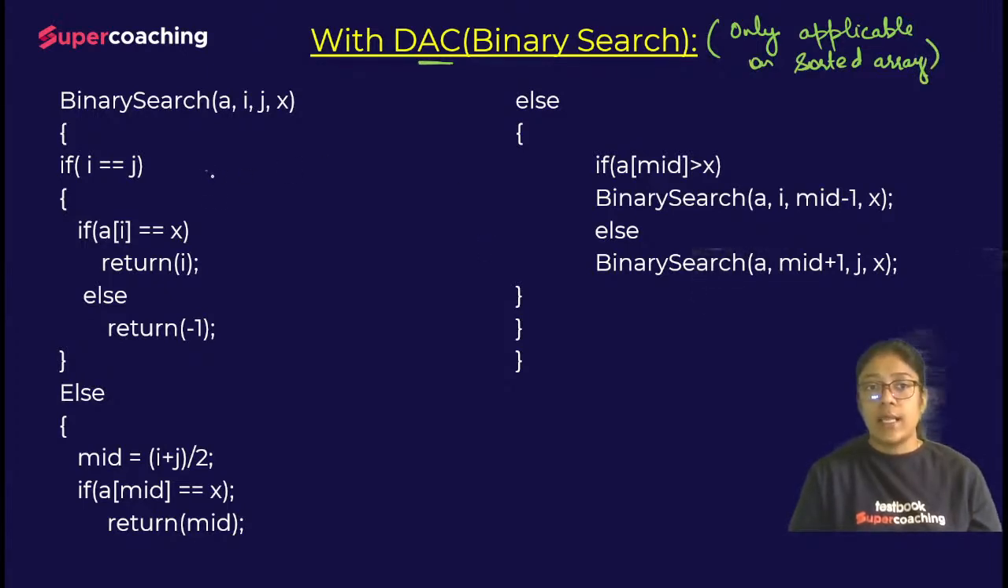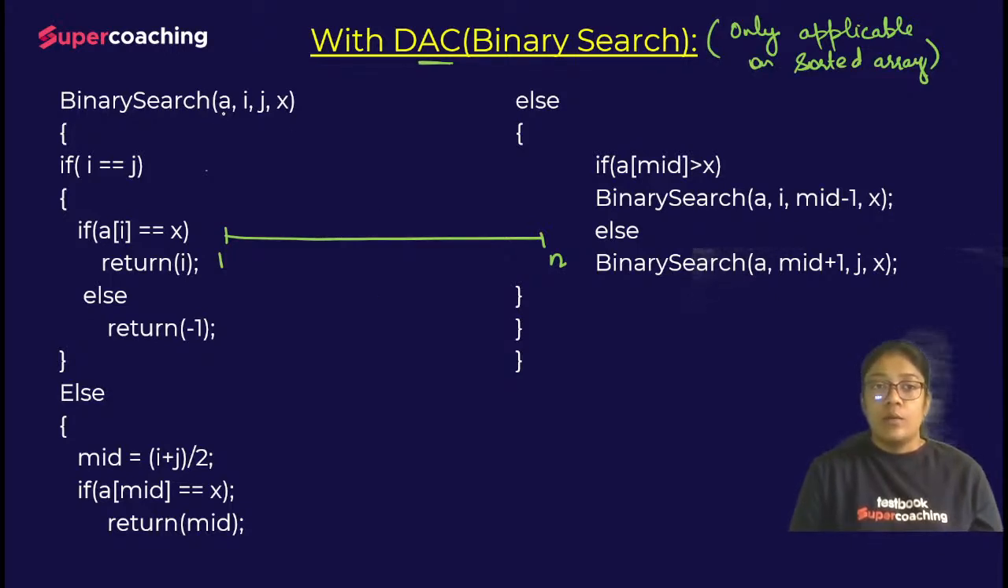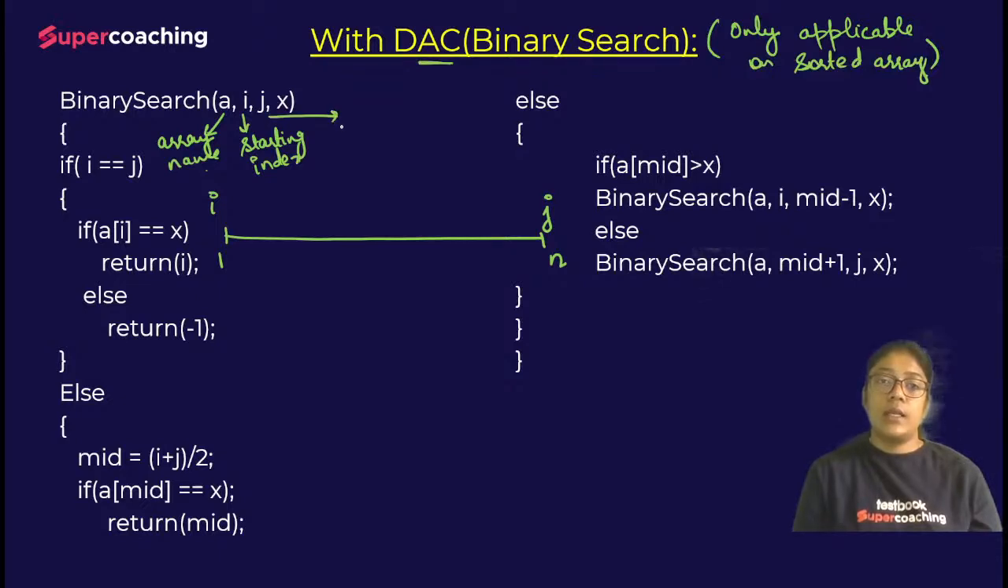Now try to understand that if you are given with an array with the index 1 to n, I to j, then this is the array name. I is starting index of the array. J is the last index of an array. X is representing the required element.